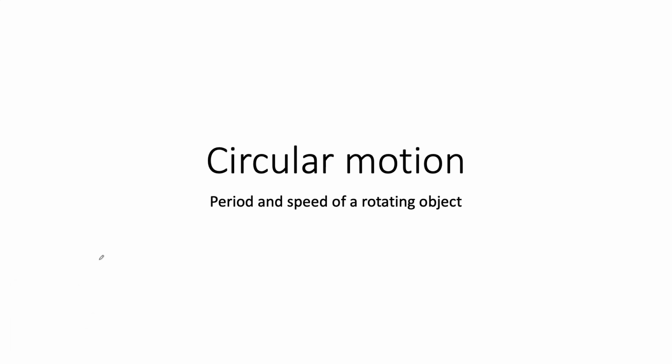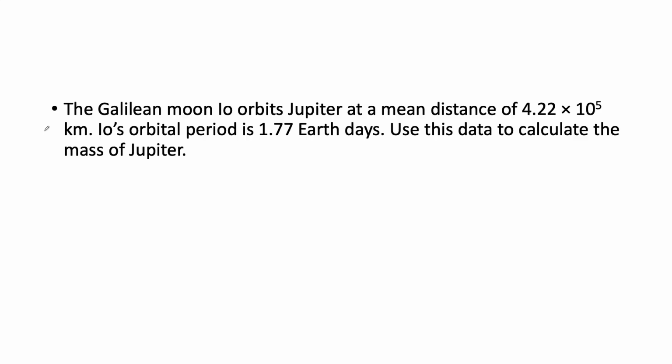All right, guys, this is assignment D. We're talking about the period and/or speed of a rotating object, rotating around a central object. Basically, planets around the sun or star or whatever. So here we go.